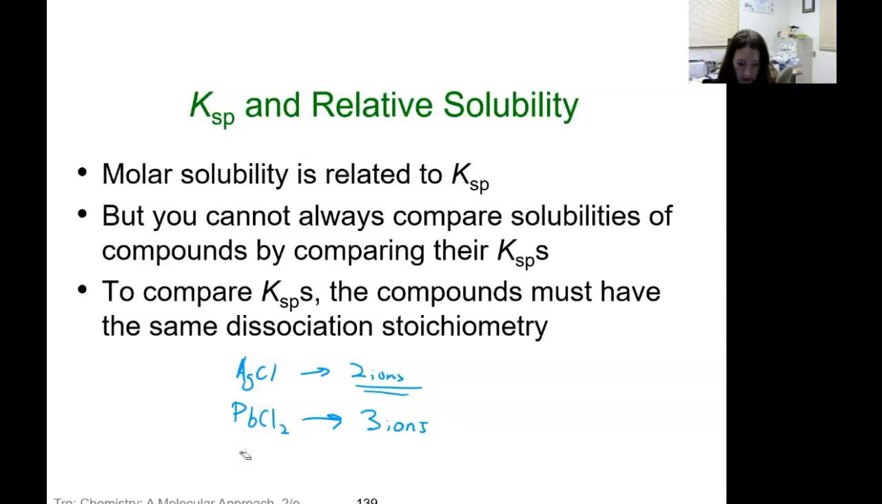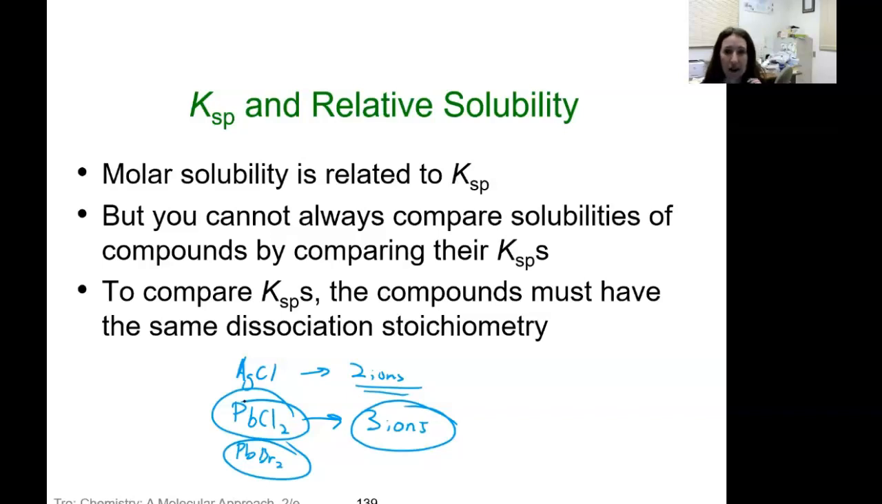I'm trying to think of another one that you could do. Another one that had 3 ions or 2 ions, like PbBr2. You could compare these two. And then you can make some assumptions, but they have to dissociate into the same number of ions for you to compare one KSP to another KSP.